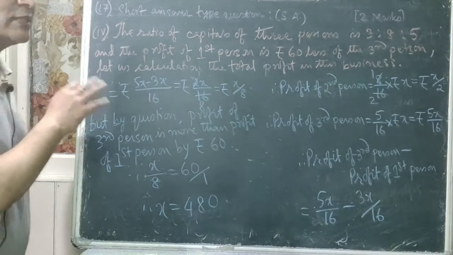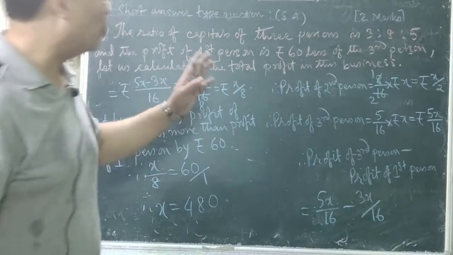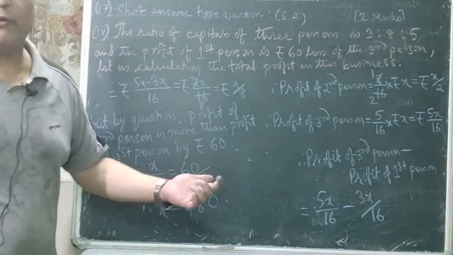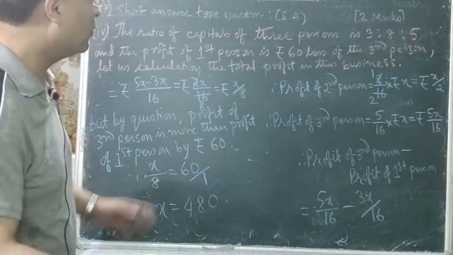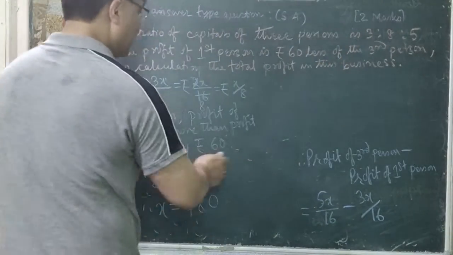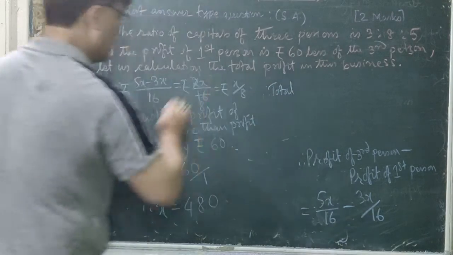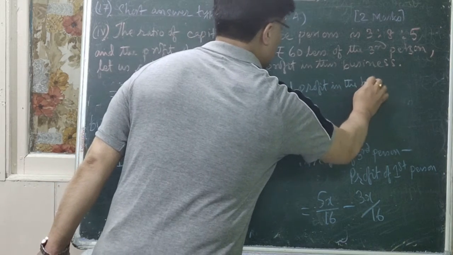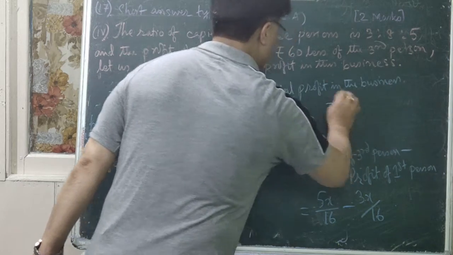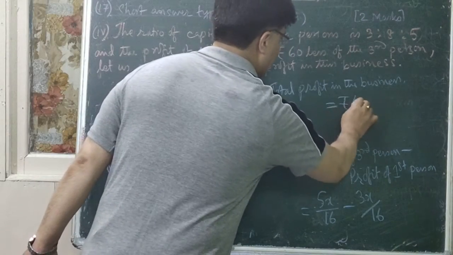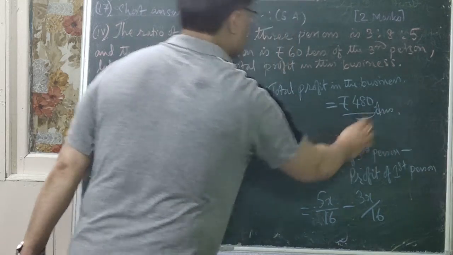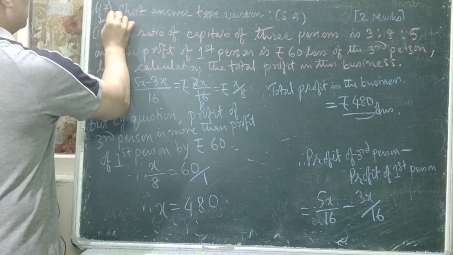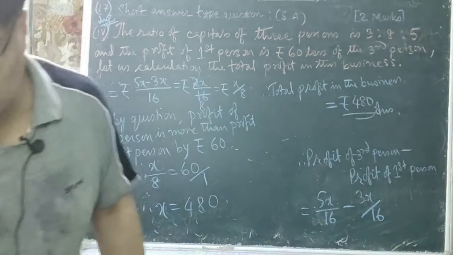Actually, what was x? This is the total profit in the business. We had assumed total profit in this business as rupees X. And what is the value of X? It is 480. So you can write down, therefore total profit in the business is equal to rupees 480. So this is the answer. Is that clear to all of you? So you can revise it at home. This is also a very, very important question. Okay, so you can copy it. Now we'll do the next question.